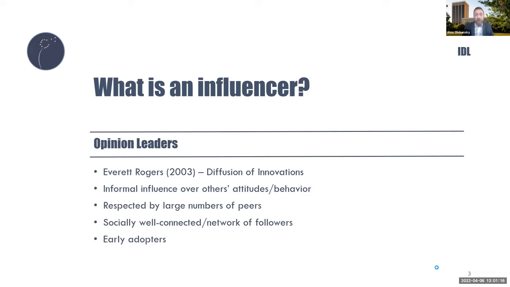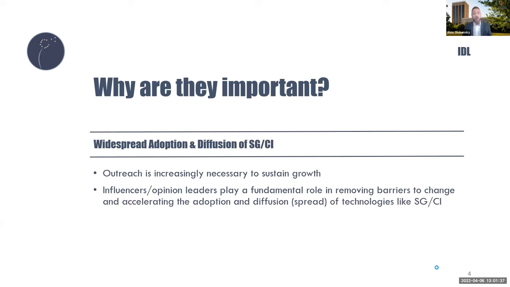Rogers described opinion leaders as having informal influence over other people's attitudes and behaviors. It's kind of what makes them influencers. They're also respected by a large number of their peers. They're typically socially well-connected with a network of followers and generally early adopters of new technology. And so why are these influencers and opinion leaders important for science gateways and cyber infrastructure? Well, if we're interested in widespread adoption and diffusion, or spread, of technologies like science gateways and cyber infrastructure, then these influencers and opinion leaders play a fundamental role in both removing barriers to change and accelerating this adoption and diffusion of science gateways and CI.